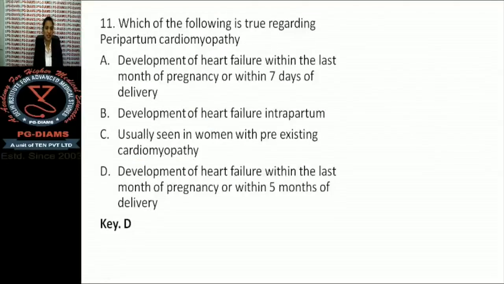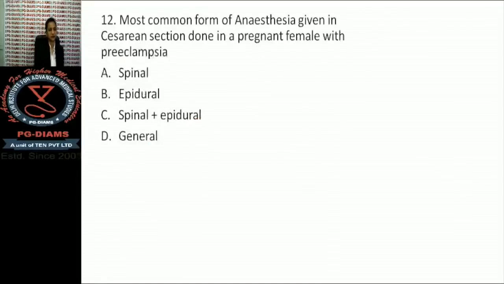Now see the options. Development of heart failure within the last month of pregnancy or within 7 days. It's not 7 days, it is 5 months. Development of heart failure intrapartum. Now intrapartum heart failure can be because of peripartum cardiomyopathy, but that's not the definition of cardiomyopathy, so it is not a very correct option here. Usually seen in women with pre-existing cardiomyopathy, that excludes the diagnosis of peripartum cardiomyopathy. You should not have a pre-existing heart condition. Development of heart failure within the last month, so your answer is D, last month to 5 months after delivery.